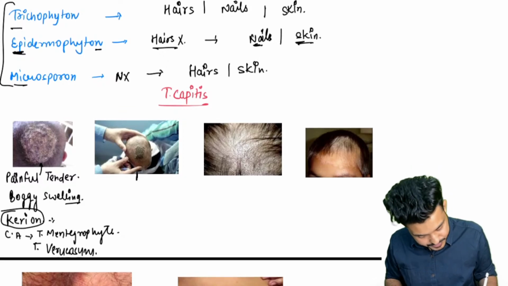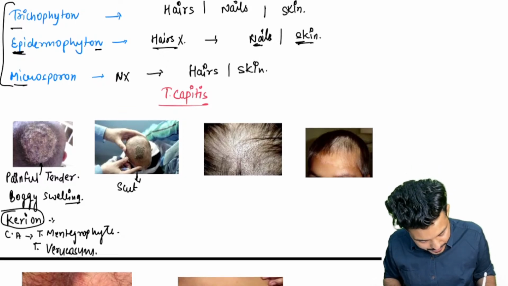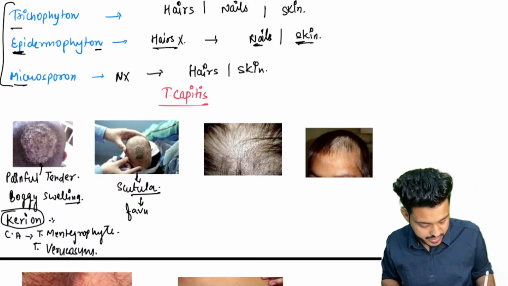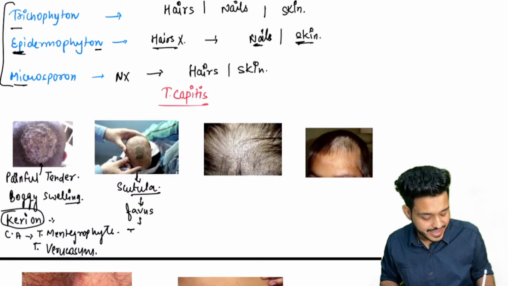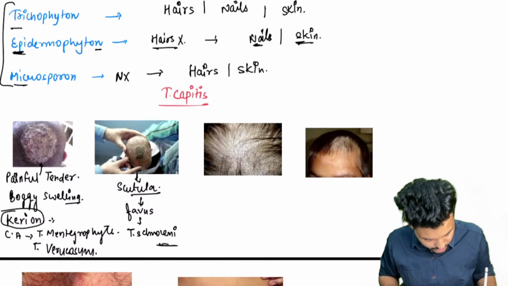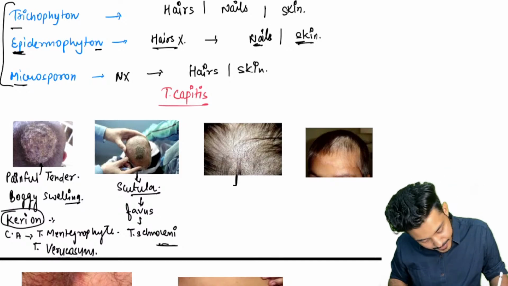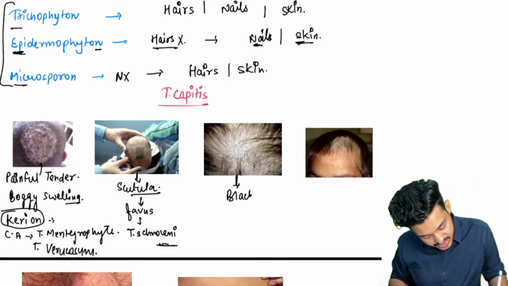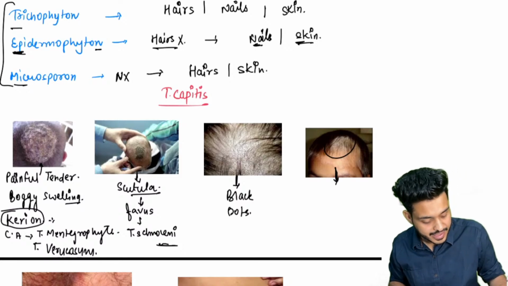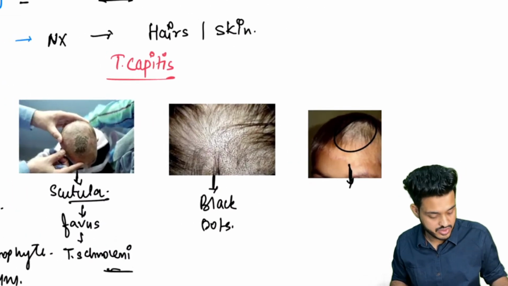Next one is your scutula. This one is your scutula or favus, you can call it favus, and this is due to Trichophyton schoenleinii. Okay, next one is your black dot. These are your black dots. And this one is your gray patch.